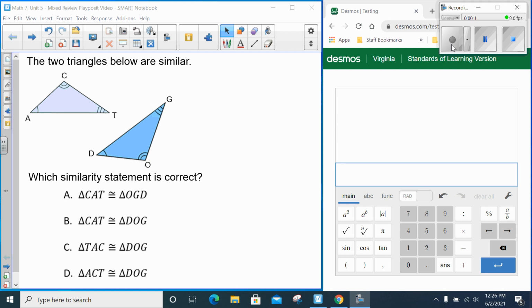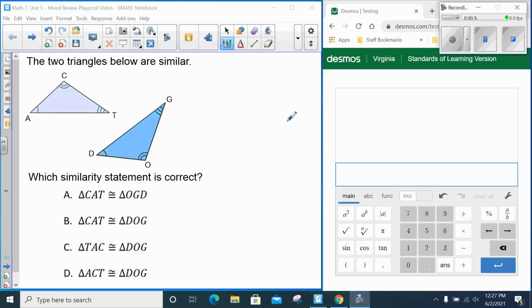Question number 1 says, the two triangles below are similar. Which similarity statement is correct? A, triangle CAT is similar to triangle OGD. B, triangle CAT is similar to triangle DOG. C, triangle TAC is similar to triangle DOG, or D, triangle ACT is similar to triangle DOG.